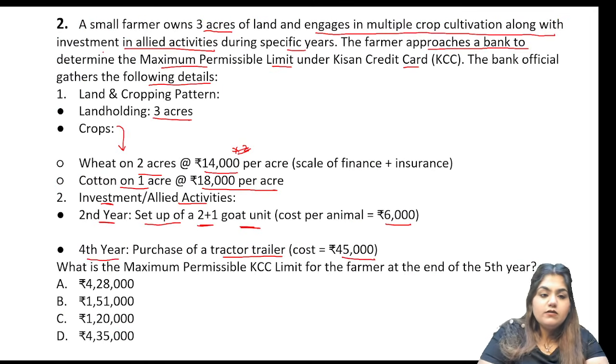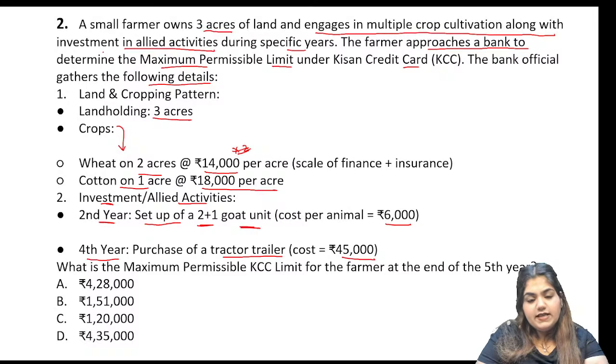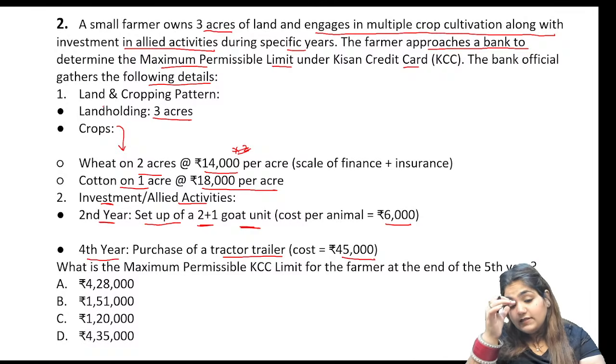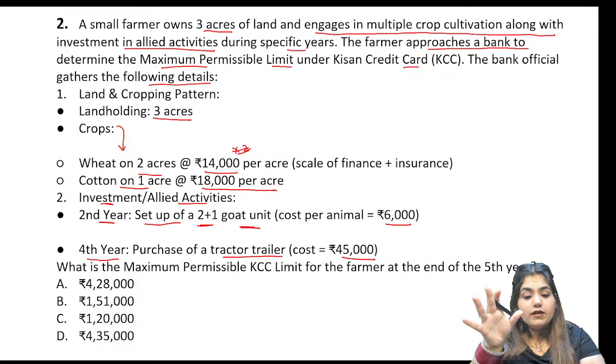क्वेश्चन में बात चले. ठीक है. Second year में we need the set up of 2 plus 1 goat unit. And fourth year में there is a tractor trailer of 45,000 rupees. इसे बाद में देखेंगे. We'll see it afterwards. Let's calculate second year, third year, fourth year and fifth year.